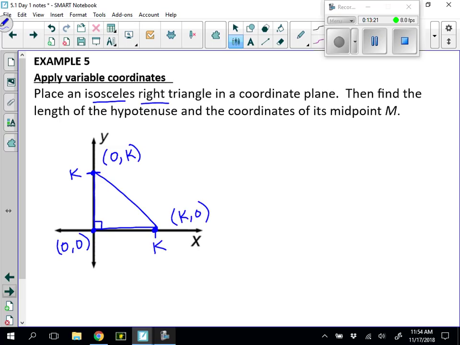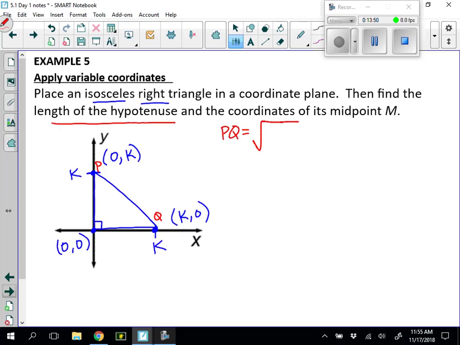Now, I want to go ahead and assign points for this triangle. So let's call this point P, and we'll call this one point Q, because I need to use that when I do my calculation. Okay, find the length of the hypotenuse. So PQ is the hypotenuse. So I need to find the length of that segment. So I need the distance formula.